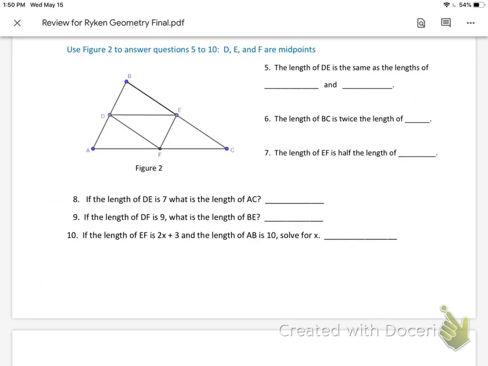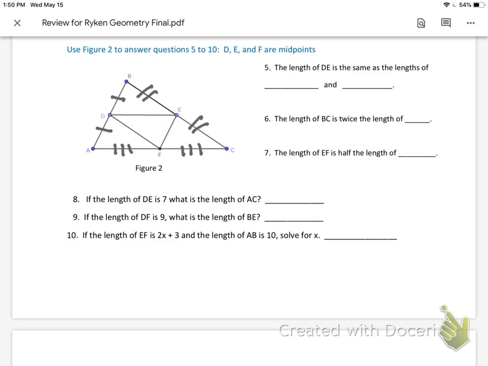Okay, so it says use figure 2 to answer questions 5 to 10. And once again, D, E, and F are all midpoints. Okay, so now we have the little triangle inside the triangle. So if D is a midpoint, then I know this equals this. If E is a midpoint, I know this equals this. And if F is a midpoint, then I know this equals this. So that's the kind of stuff that's happening.